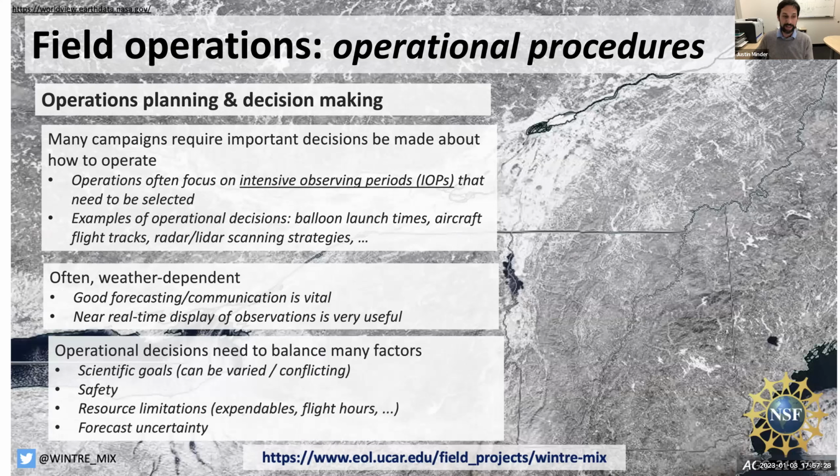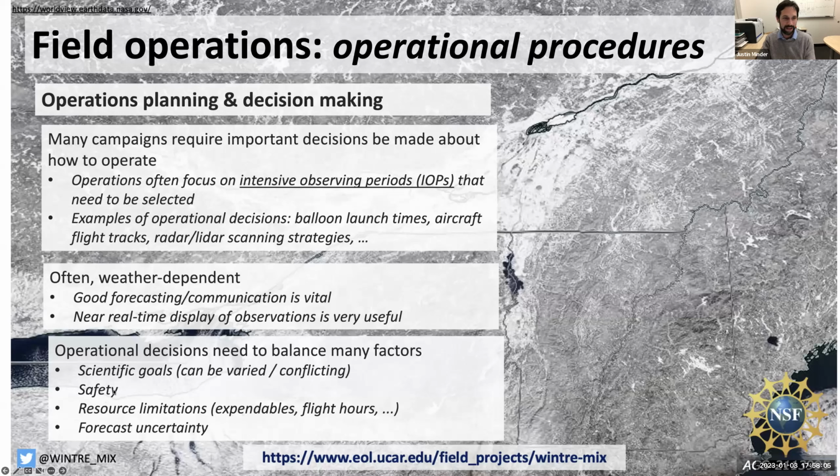When you're making these operational decisions, you often have to balance a lot of factors. Your scientific goals: what are your questions? What are your hypotheses? How do you need to target your observations to address them? For big projects, these goals can be varied, and they might even be conflicting. For one IOP, you might want to operate the aircraft one way to address one goal, and another way to address a different goal. Different researchers on the project might be pulling in different directions to get their core science questions addressed. You also have to make sure you're operating safely.